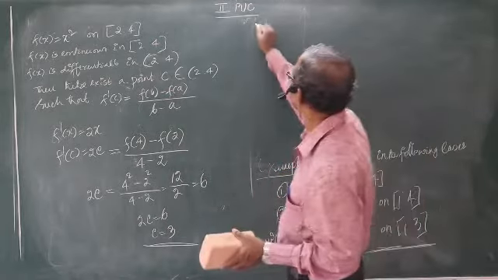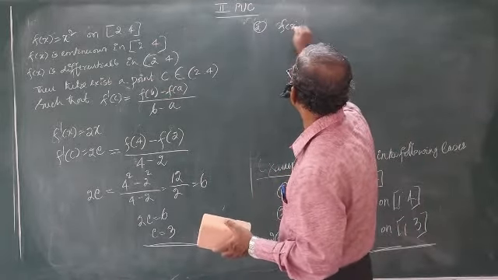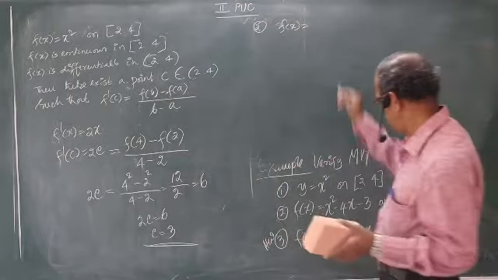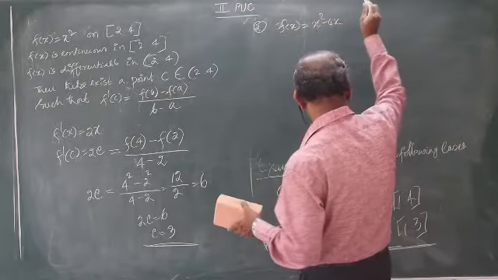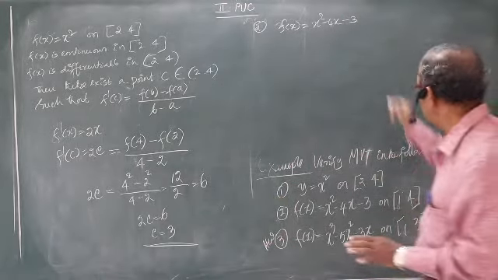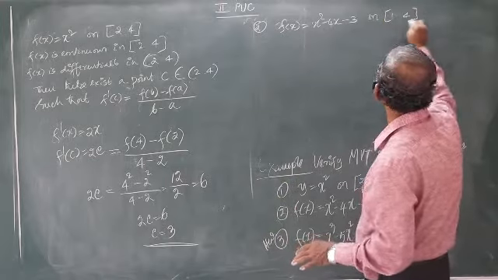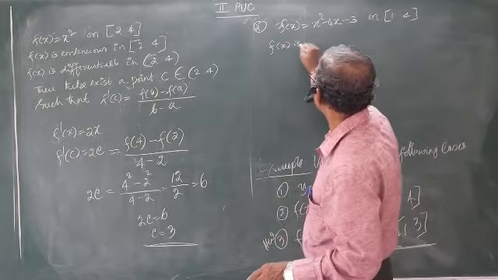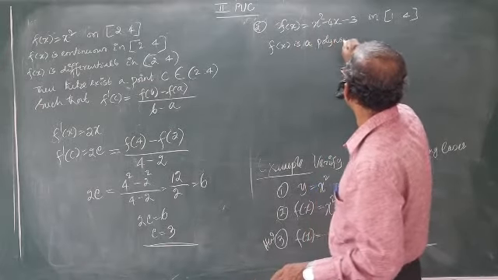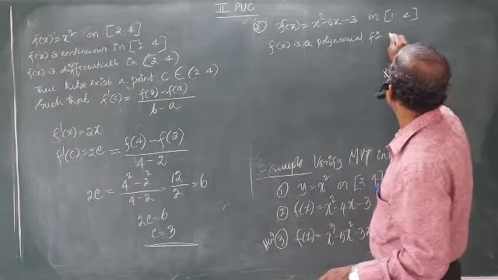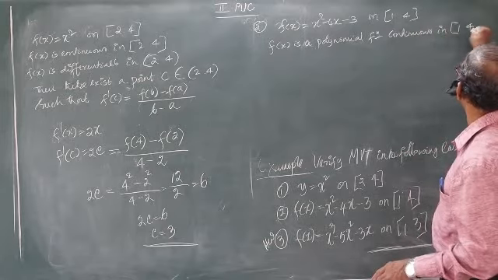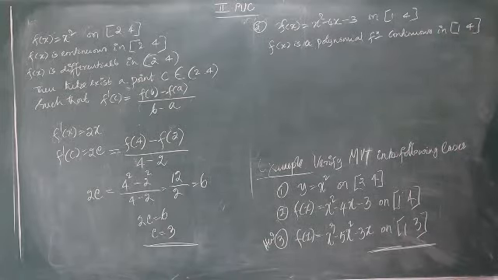Second one: f of x equal to x square minus 4x minus 3 on 1, 4. f of x is continuous, it is a polynomial function, continuous in 1, 4. It is a polynomial function, always continuous.